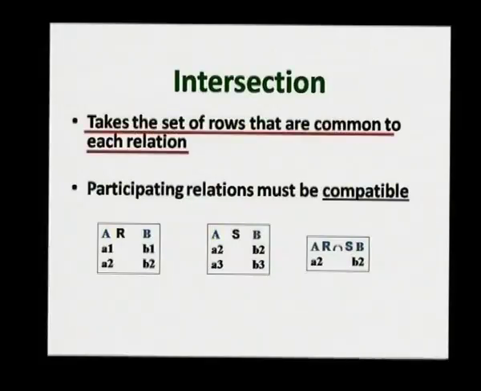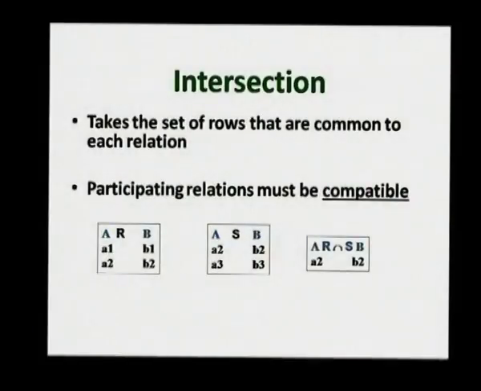Intersection, as far as set operation is concerned, is a basic operation, but it can be derived from the other basic operators. So, it comes as a derived operator. It takes the set of rows that are common to each relation, that is the meaning of intersection. And obviously, just like we have already discussed union compatibility, it is a binary operator. So, it needs two tables or two relations, and these two relations that participate in this operation have to be union compatible.